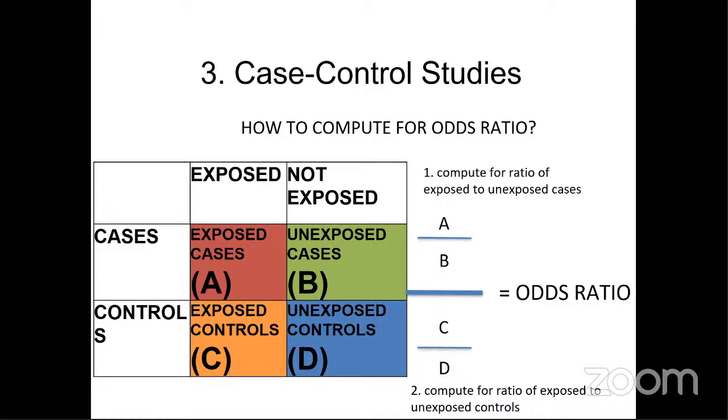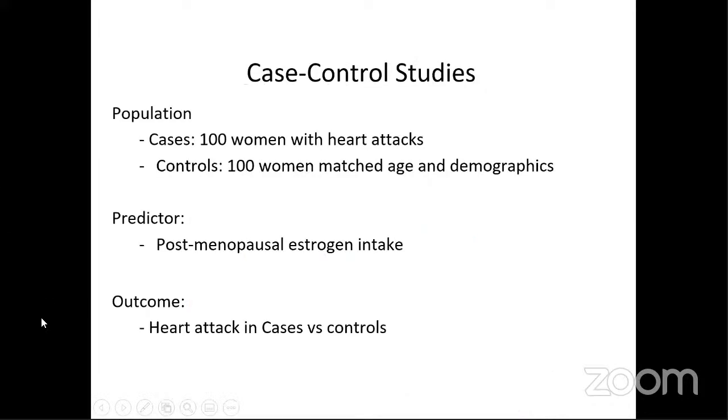Okay, fair enough still? Okay, so we've had case report, case series, case control, and cohort. All of them still fall under descriptive studies. So this would be an example of a case control study. There's a population. Cases would be 100 women with heart attacks. The control would be 100 women with matched age and demographics.